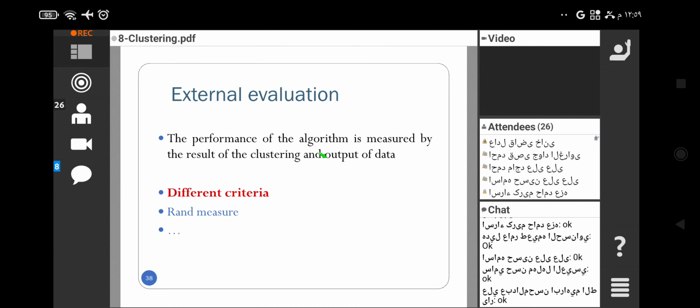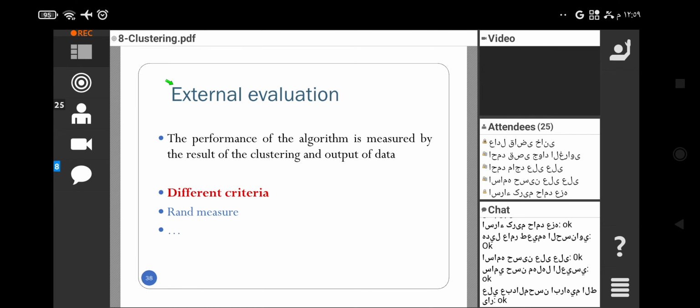The second method for the evaluation of clustering is called external evaluation. In external evaluation, we need the outputs of the data. What did I say? I said that if we want to do external evaluation on a clustering algorithm, we need the output of the data.